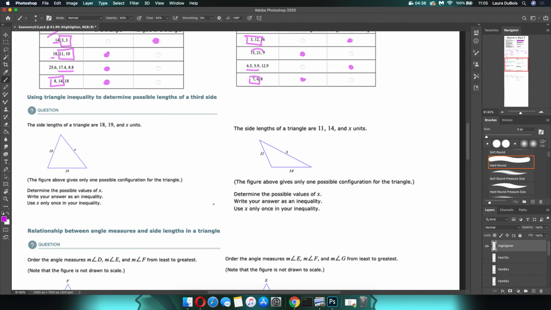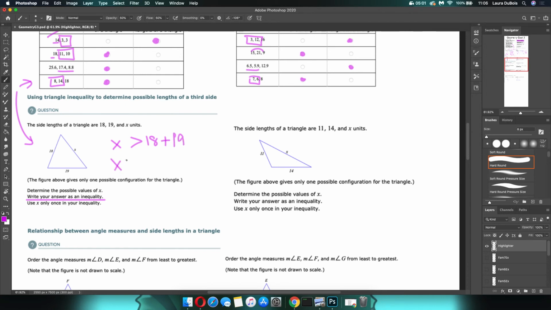Next up, the side lengths of a triangle are 18, 9, and x. Determine all possible values. Now here's the trick. Here's the giveaway. You're writing it as an inequality. So you're using your knowledge from up here to apply it down here. So x has to be greater than the other two sides. So 18 plus 9.